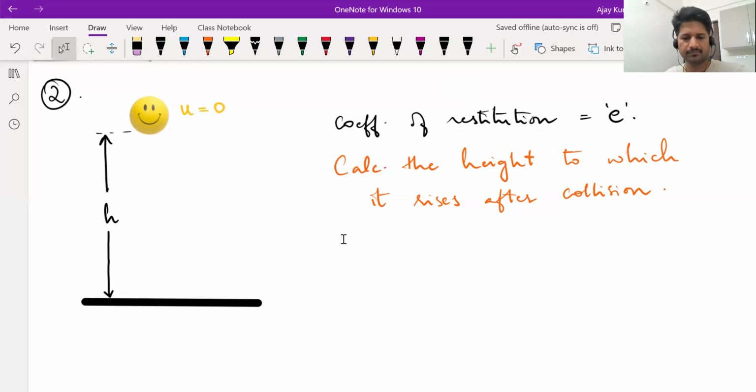Conservation of linear momentum. Conservation of linear momentum between what and what? Or for which system are you going to write that equation? So between the ball and the ground. We don't know the mass of the ground, no? Mass of Earth. And we are observing with respect to ground. So before collision, ground will be at rest. After collision also, ground will be at rest itself.